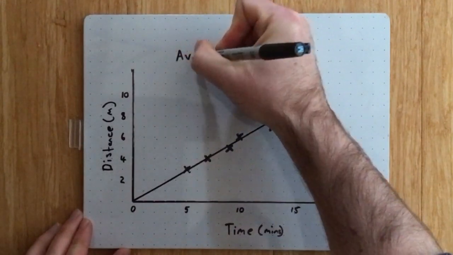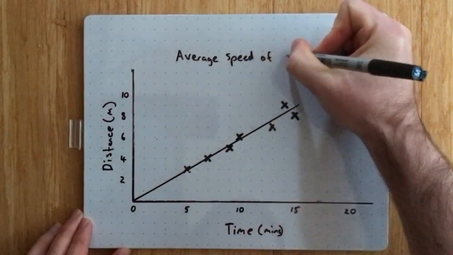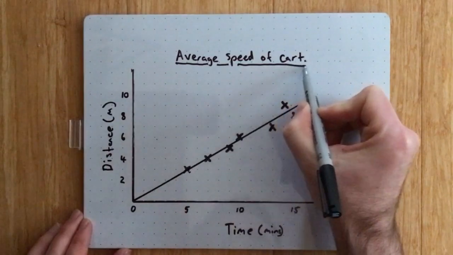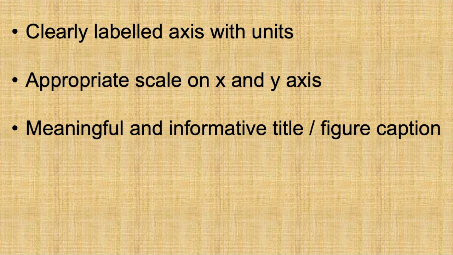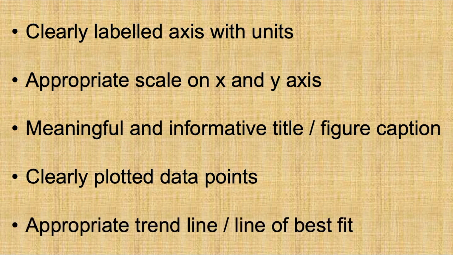Finally, we need to give our graph an informative title or figure caption. This should give enough information for the viewer to know exactly what the graph is showing. Remember, whether a line graph is drawn by hand or created digitally, it must have clearly labelled axes with units, an appropriate scale on the x and the y axes, a meaningful and informative title or a figure caption, clearly plotted data points, and an appropriate trend line or line of best fit.